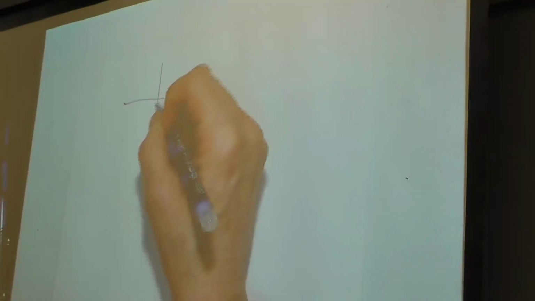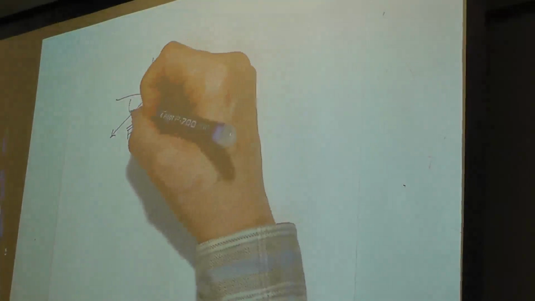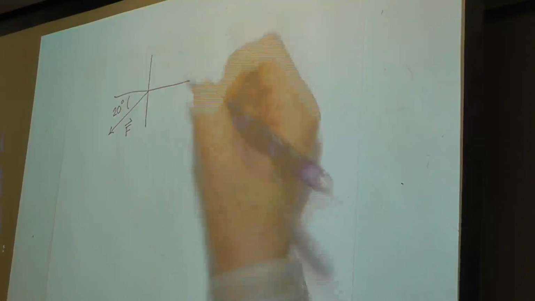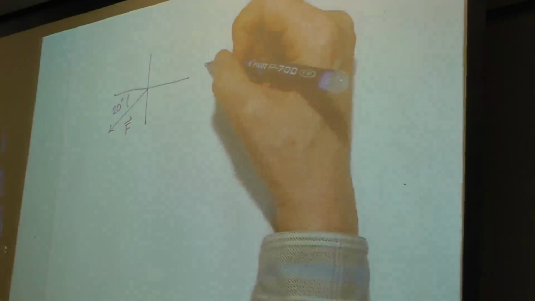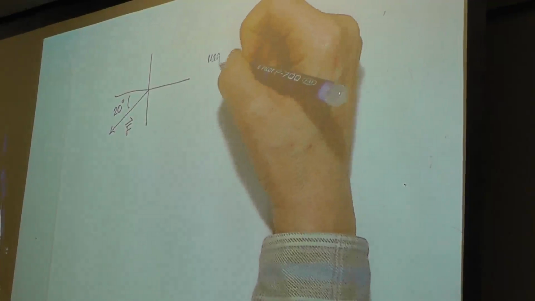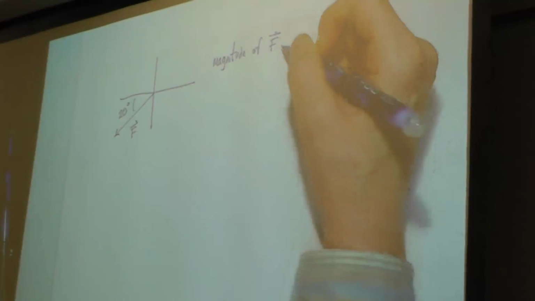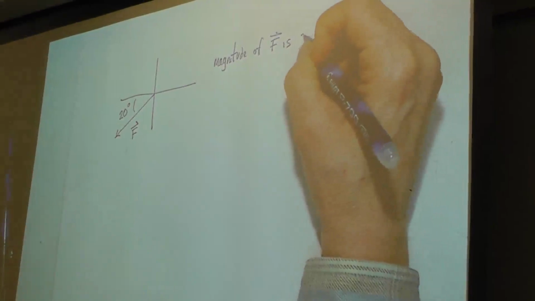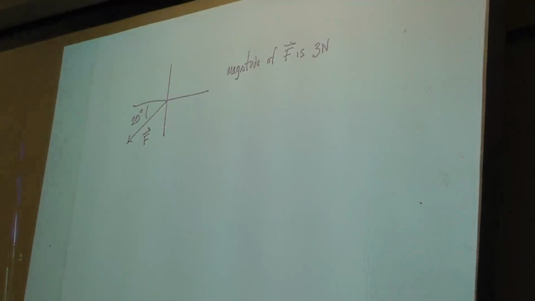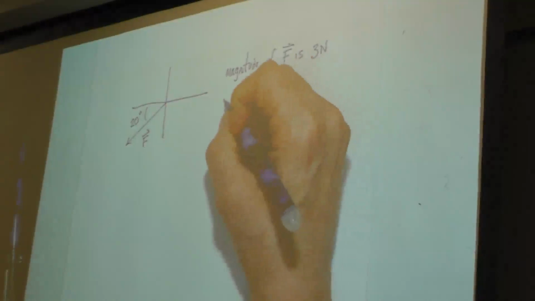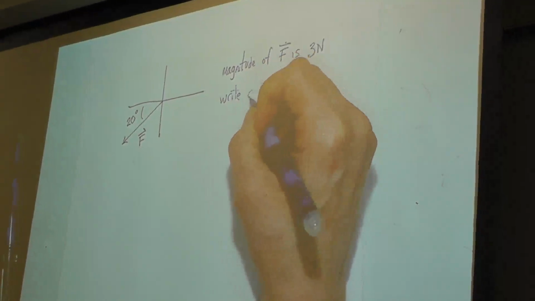Before I move on, if I told you that this was a force vector, and if I told you this angle, for instance, was 20 degrees, and I said the magnitude of F is, say, 3 newtons. Write F in component form, 2 dimensions.